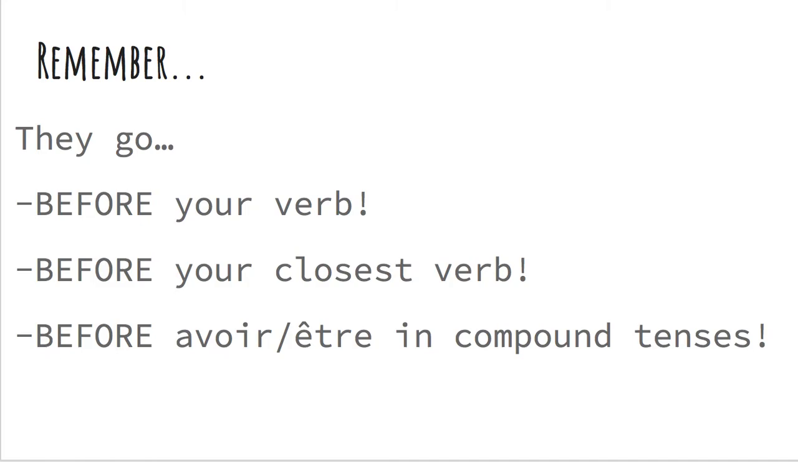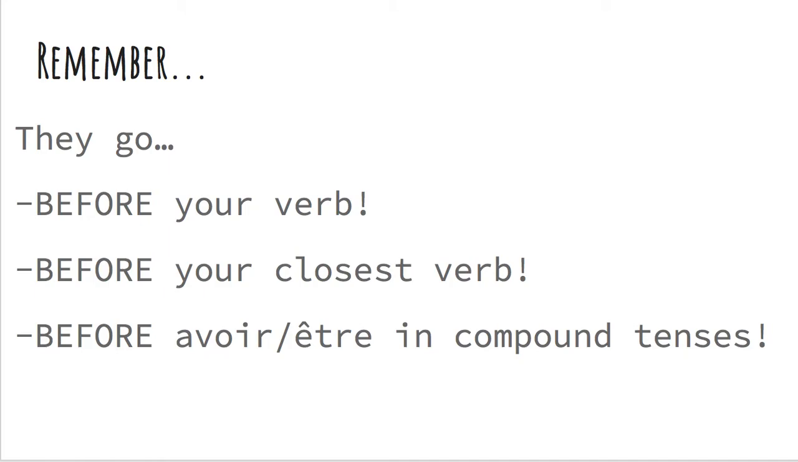Also, don't forget that they go before your verb, before your closest verb, and before your avoir or être in compound tenses. So those are the keys. You're going to do the same thing you've been doing. You're going to find it, change it, and move it to the correct spot. The only challenge now is that you might have one, you might have two, you might have three. So you've got to find all of the options.